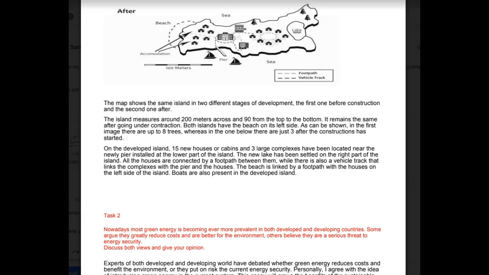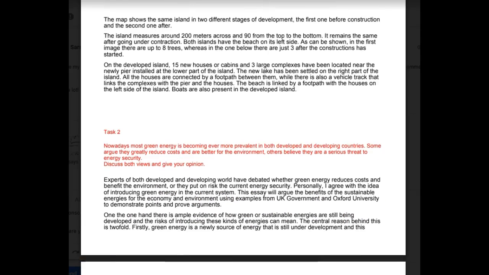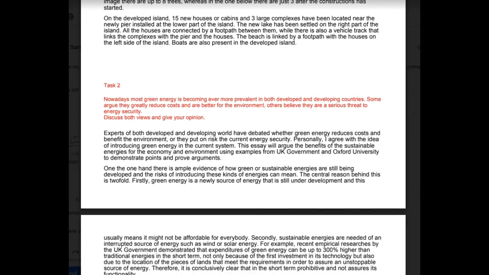You have to remember that all task ones, regardless of what type of image they are, require an overview. So don't forget it. And if you have any questions about what kinds of overviews might be appropriate for different kinds of tasks, then please feel free to ask. All right, let's take a look.